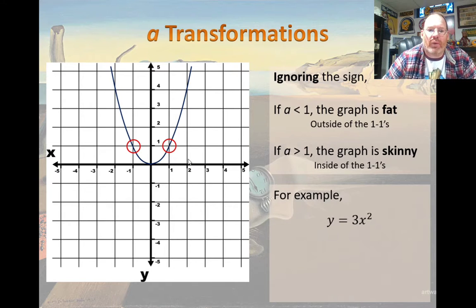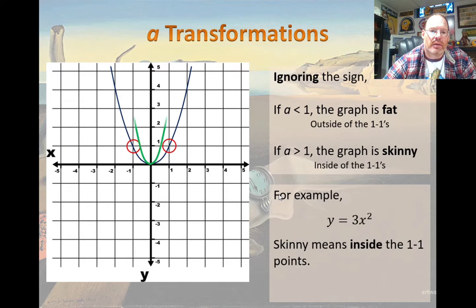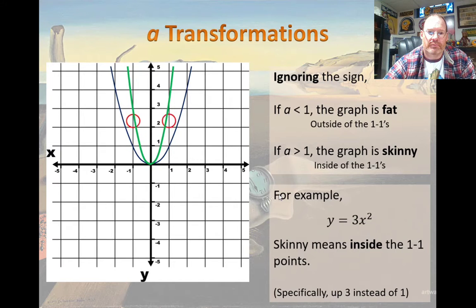All right, so if we have y equals 3x squared, 3 is greater than 1, so that indicates to us that it's going to be skinny. Specifically, instead of over 1 up 1, it's over 1 up 3. It's rising 3 times faster than it normally does. And you'll notice that the green graph there is inside of the 1, 1s. There you can see that instead of 1, 1, it's over 1 up 3.